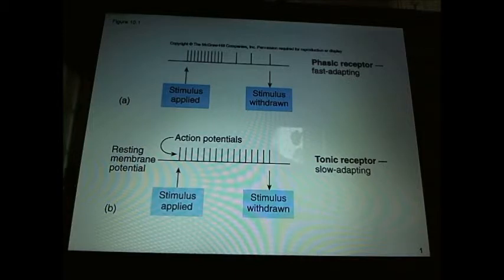Now that differs from a tonic receptor, which does not adapt or adapts very slowly. The tonic receptors, the pain type receptors, it's a survival technique. If you've hurt your knee or cut your foot, if you've got a bad injury, you don't want that pain to go away because you may continue injuring that limb or that area.